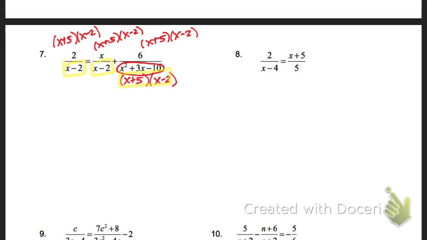The first fraction, what gets canceled? X minus 2. So I'm left with 2, x plus 5, equals. What gets canceled in the second fraction? X minus 2. So x plus 5. And what gets canceled in the last fraction? Everything. So plus 6.